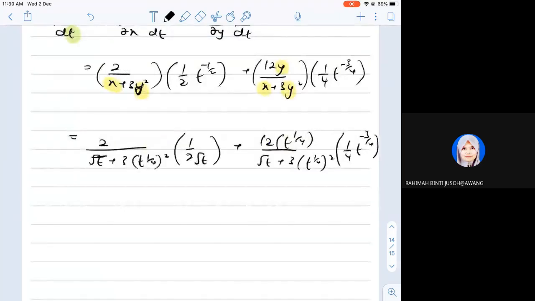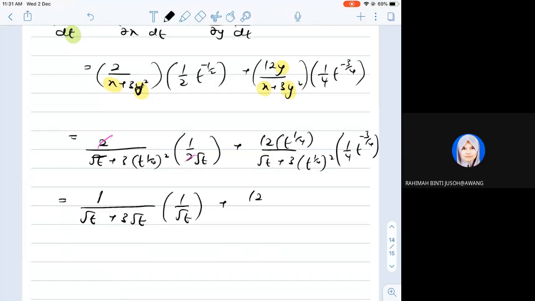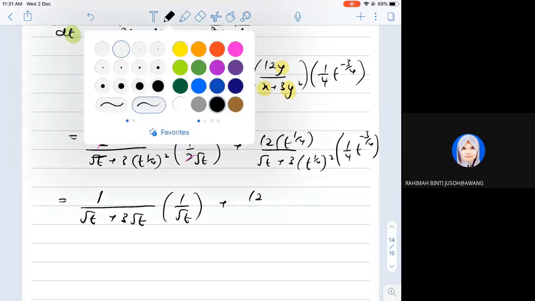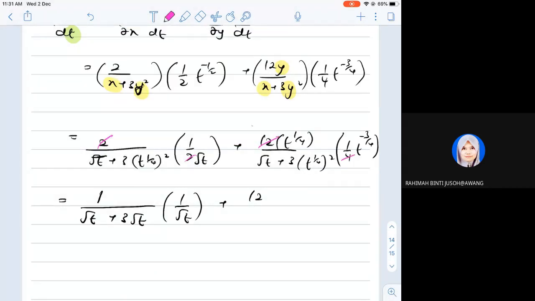Okay, so we will have 2 and 2, which can cancel, right? So we do it slowly. We have square root of t plus 3 t to the power of 1 over 4, squared. So that becomes 3 t to the power of half. So square root t also, multiplied by 1 over square root t. Okay, plus 12 t to the power of... okay, wait a minute. This one can be cancelled. 12 divided by 4 becomes 3.